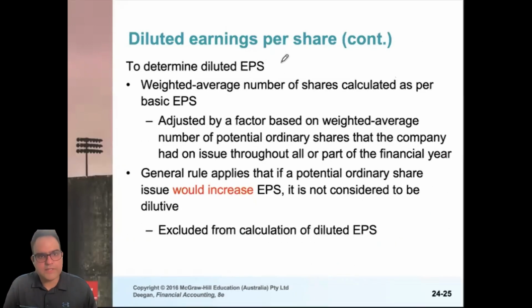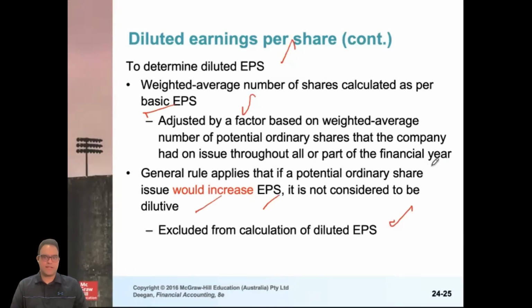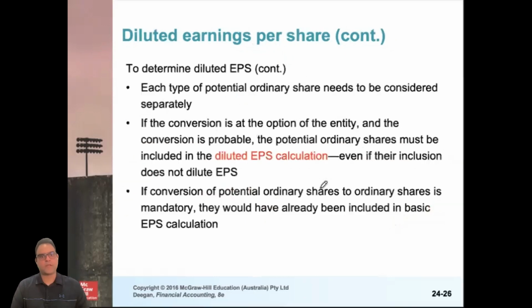Now, to determine the EPS, first of all, we calculate the weighted average number of shares, just like we do in the basic EPS. The general rule is that once the diluted shares, meaning the preference shares, are issued, it has to reduce the value of EPS. It will not increase the value of EPS. If it is increasing the value of EPS, it means it's not a diluted one. This is a rule of thumb that you can use in your calculation for the diluted EPS formula.